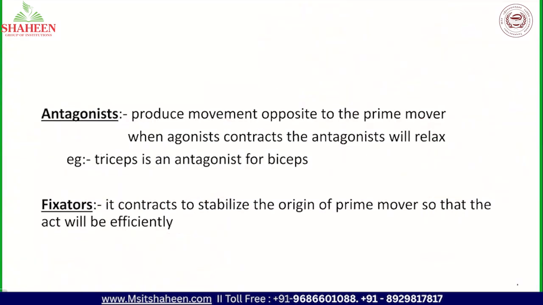You got it? The antagonist produces the movement opposite to the prime mover. When the agonist contracts, the antagonist will relax. If you want to flex your elbow, the agonist is the only muscle that contracts, and the antagonist will relax. If you want to extend your elbow, the extensors will contract and the flexors will relax. Got the concept? Yes, ma'am.